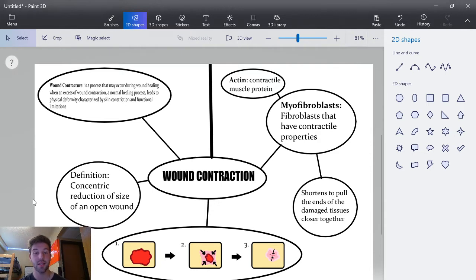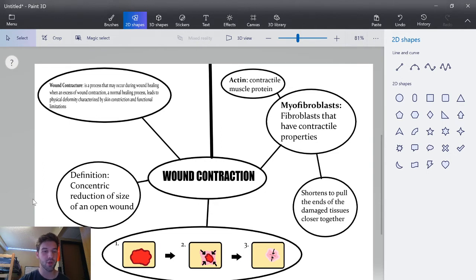So yeah, it differs from wound contracture, where wound contracture is the process that may occur during wound healing when an excess of wound contraction, a normal healing process, leads to physical deformity characterized by skin constriction and functional limitations. So wound contraction should not be confused with contracture. Contracture is where the tissue's loss of ability to lengthen causes limitation in the joint's range of motion. So it's just kind of like a really tough tissue. It just didn't grow right, and it led to obviously a physical deformity. Wound contraction, let's get back to that.